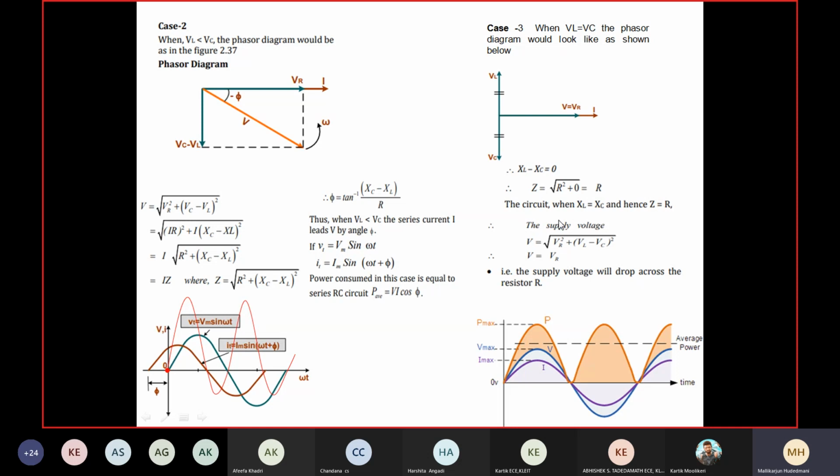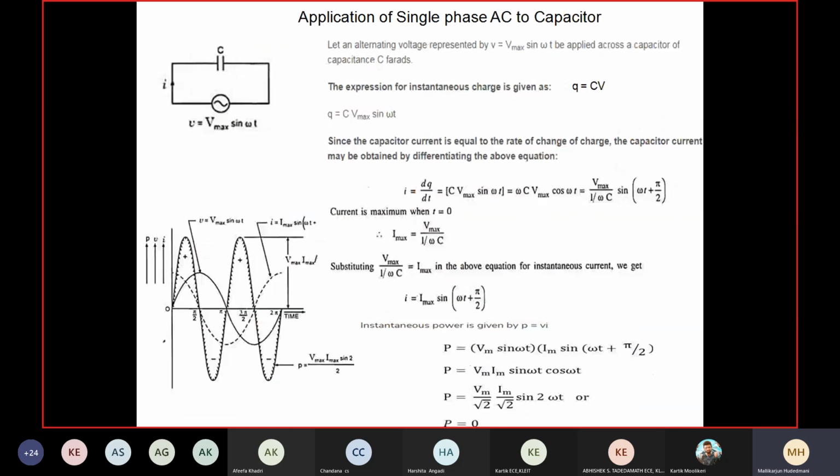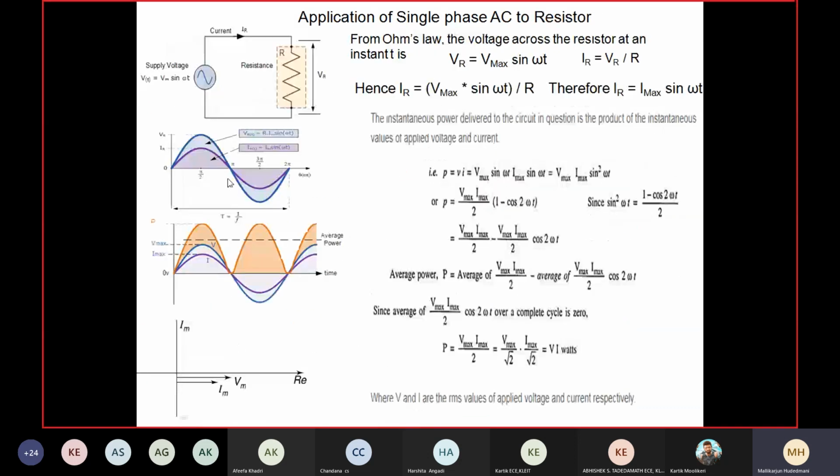Therefore, we have to see to it very carefully. V is the square root of VR square plus the square of the difference VL minus VC, from the vector diagram. There is no VL, there is no VC because these two got cancelled off. What remains is VR equal to V. This is the same case study we studied from the beginning, when we applied a single phase AC to a resistor, we got an in-phase relationship. Hope you remember this. You recall this.